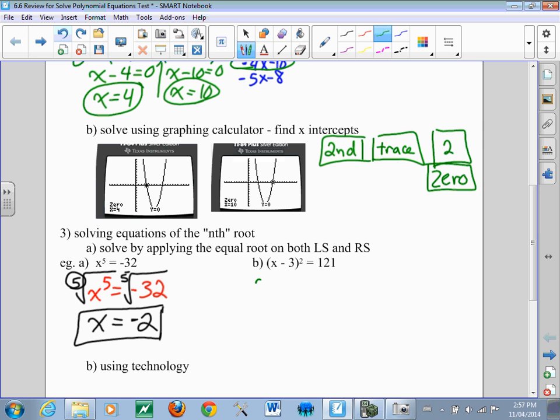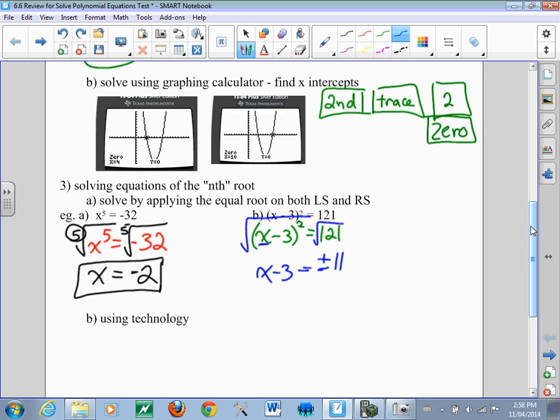First thing I'm going to do is rewrite my question so I can show you what I'm going to do. We want to get this x term isolated, but currently the exponent's affecting it, so we're going to do the opposite of squaring, which is square rooting. Whatever you do to one side, you do the same to the other. So x minus 3 equals, don't forget, plus or minus 11, the square root of 121. Then to solve this, ladies and gentlemen, it's going to be x equals plus or minus 11 plus 3.